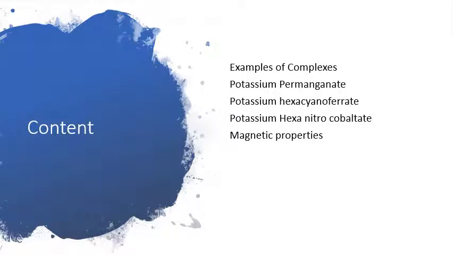In this lecture, we are going to cover the following contents. The examples of first transition series complexes we should discuss here are the most important ones: potassium permanganate, potassium hexacyanoferrate, potassium hexanitrocobaltate, and the magnetic properties of the first transition elements.